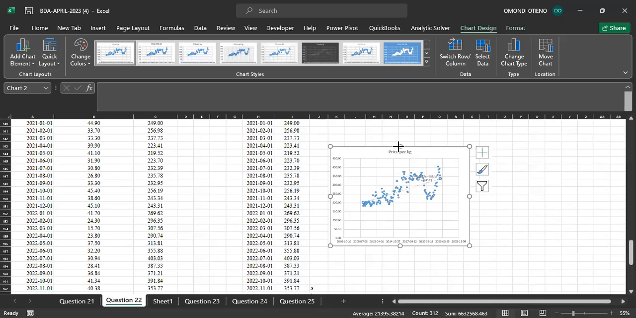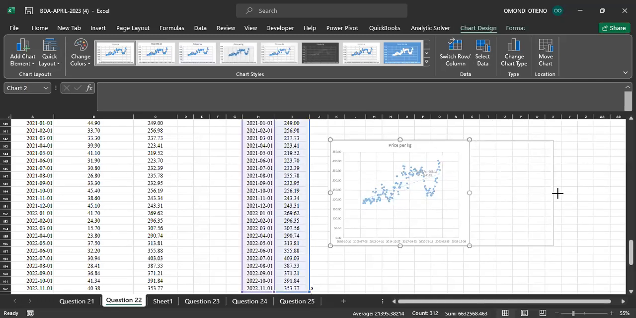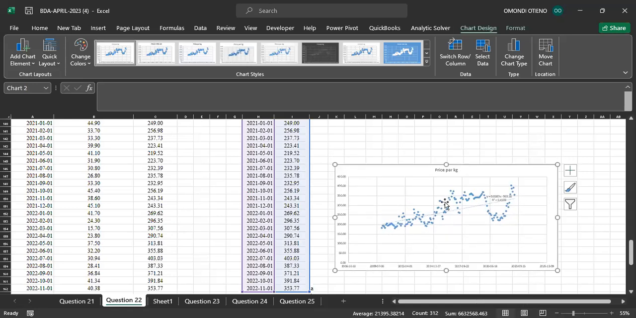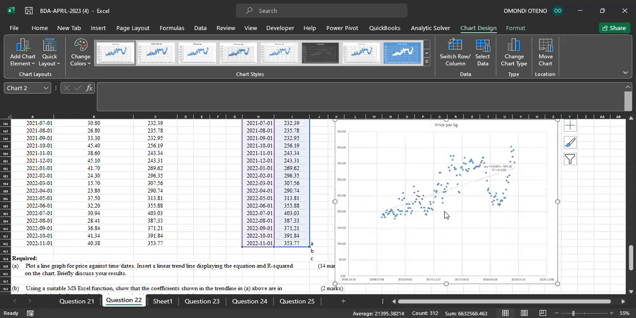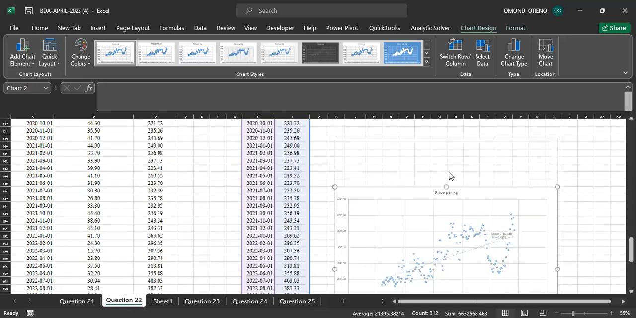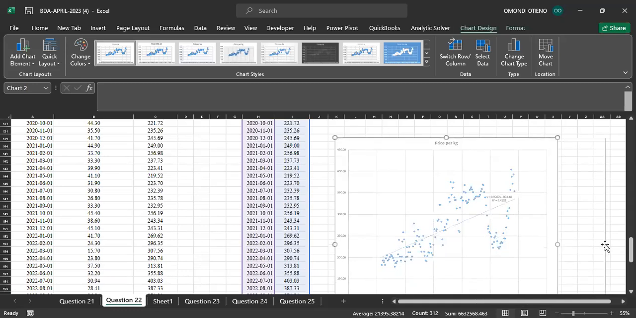Then you minimize this. As you can see, the data set is so huge, you can just expand it. Let's try to expand and see it together. And of course, the trend line, we can make it a smooth one.